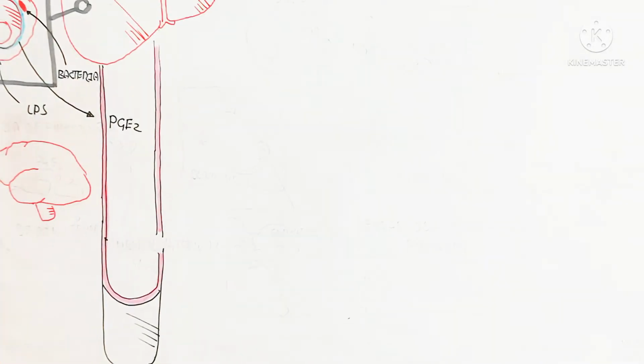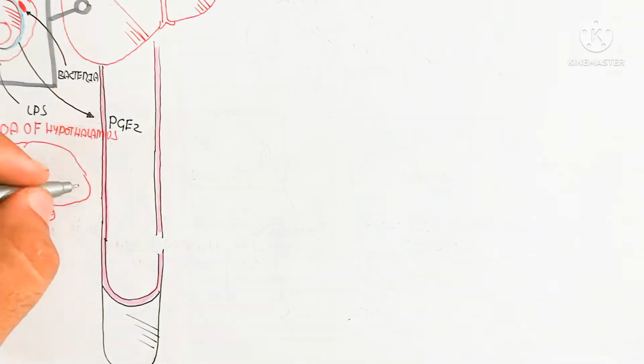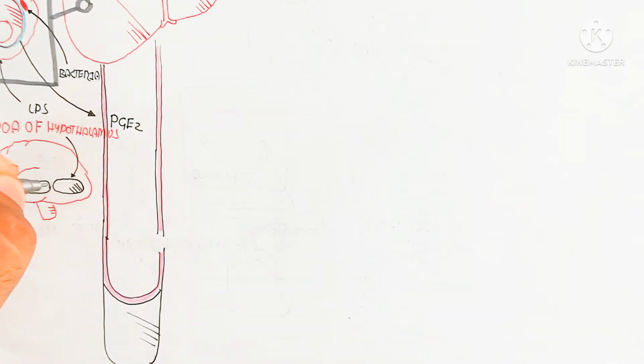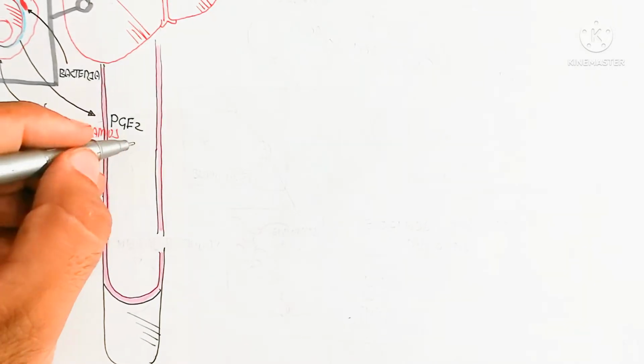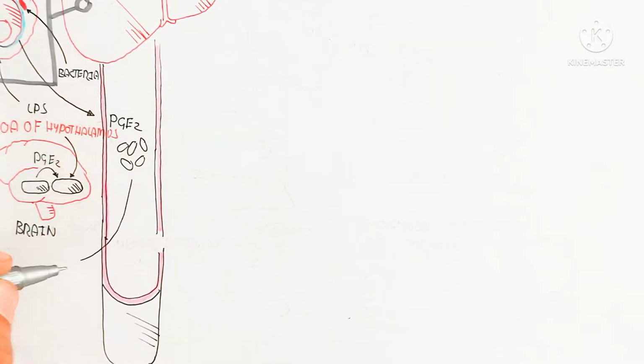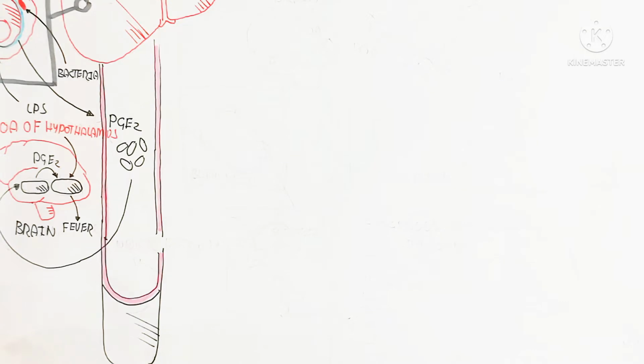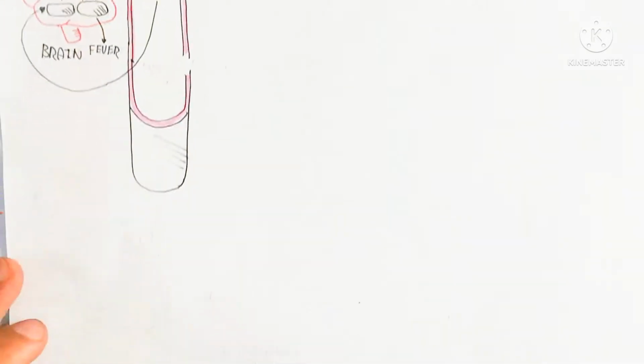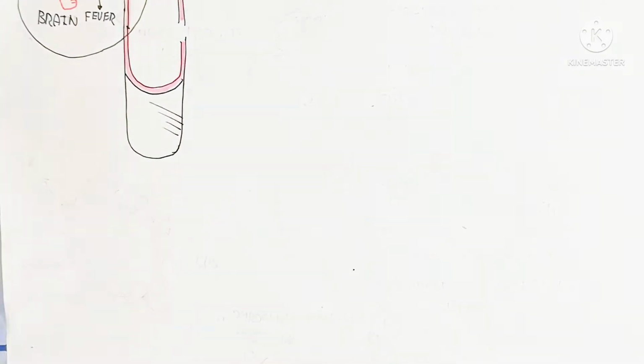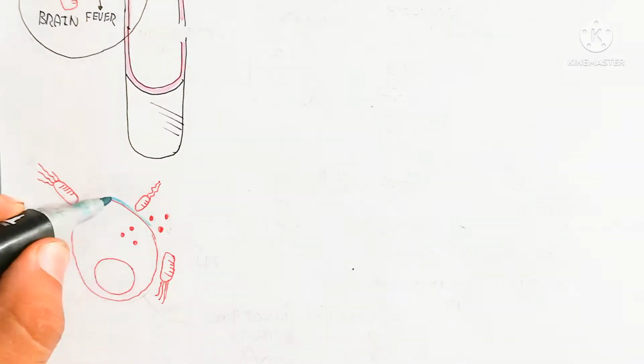So remember, this is the blood circulatory system, and when prostaglandin E2 enters the blood circulatory system, it will target the thalamus through nerves, binding with a neuron. This PGE2 will target the pre-optic area of the hypothalamus.